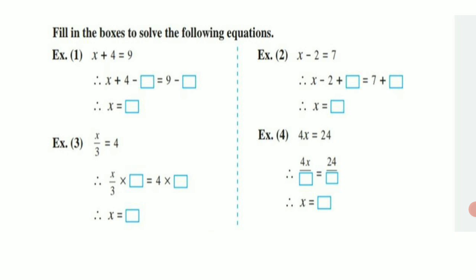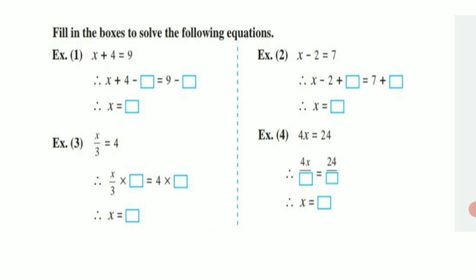Example number 2, x minus 2 is equal to 7. Here, x minus 2 plus box is equal to 7 plus box. In these two boxes, we have to write plus 2. If we add 2 on both sides of the equation, we get x is equal to 9.